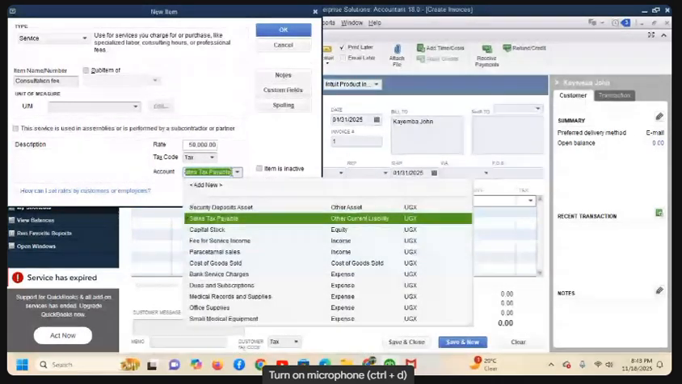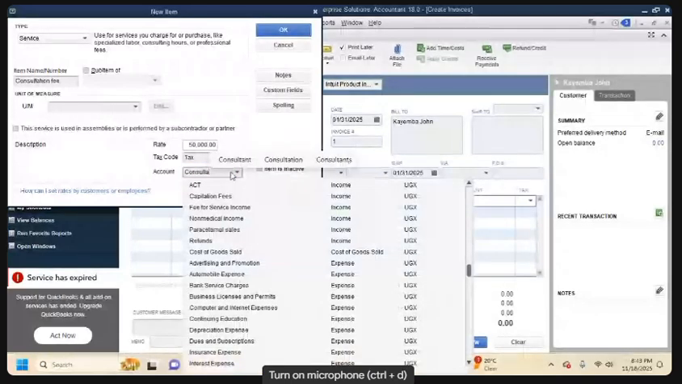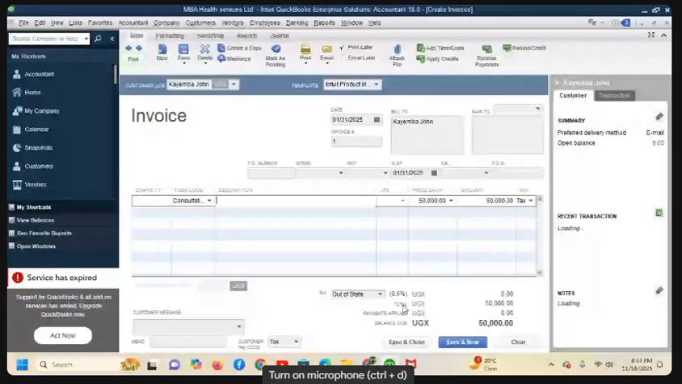Consultation fee account. Then also I will name it, it will be an income account. I have set it up. So I have created it. So the consultation fee, it is here 50,000. You've seen it has come.